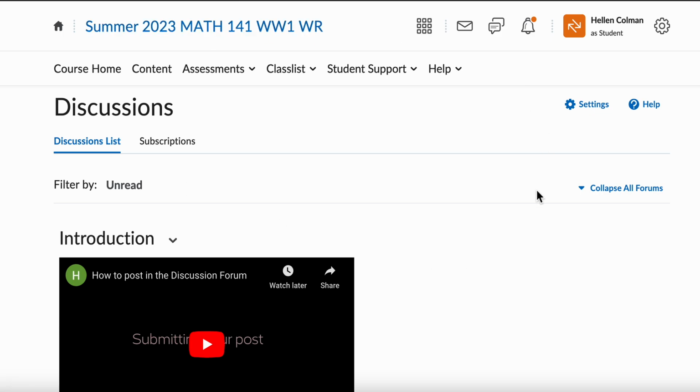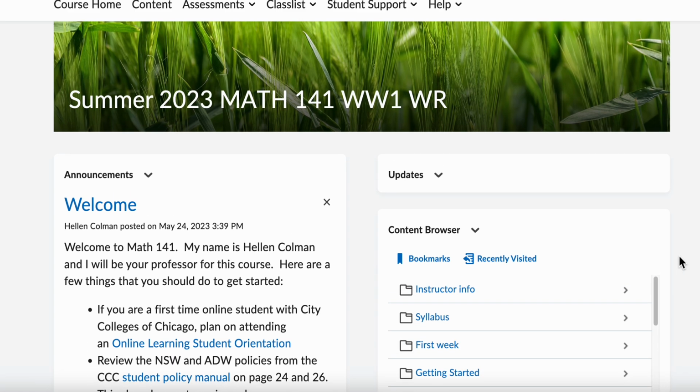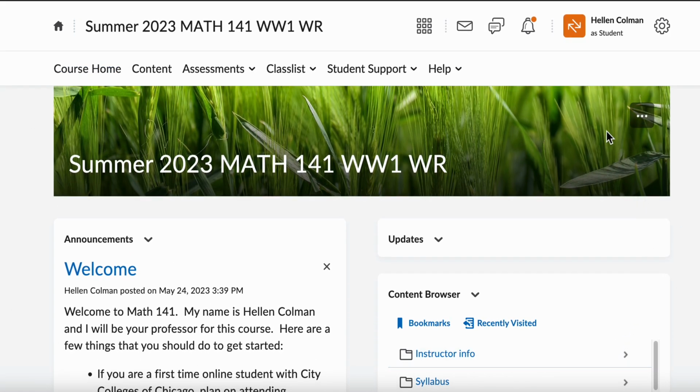Okay, so this is essentially all the basics of how this class will work, and all the places in the website of the class.